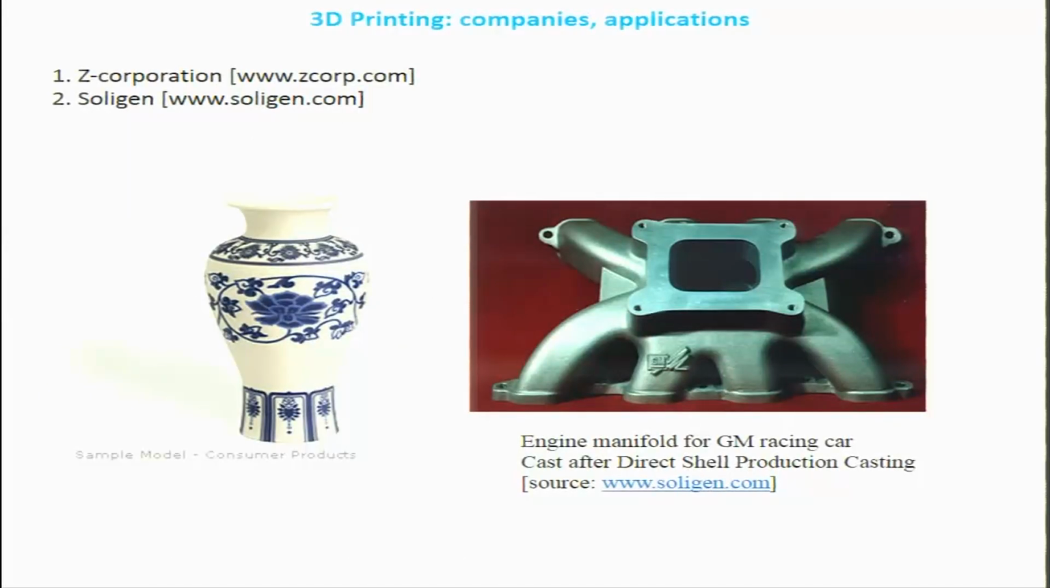So, these are some companies with 3D printing options. Z Corporation, for example, you can see an engine manifold for a GM racing car, cast after direct shell production casting, or a vase here which has been built through this 3D printing process. Soligen, for example, is another company which works in this area. So, that is how all this rapid prototyping is practiced across the different design and manufacturing industries.